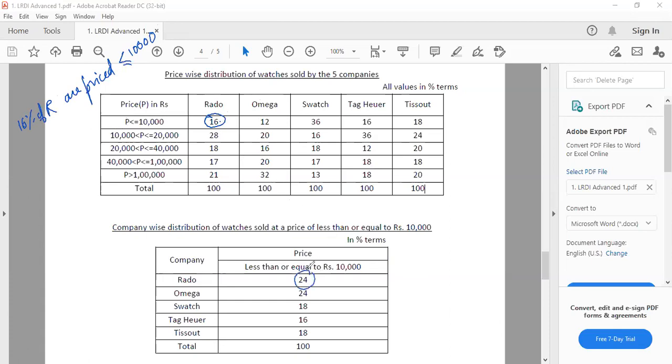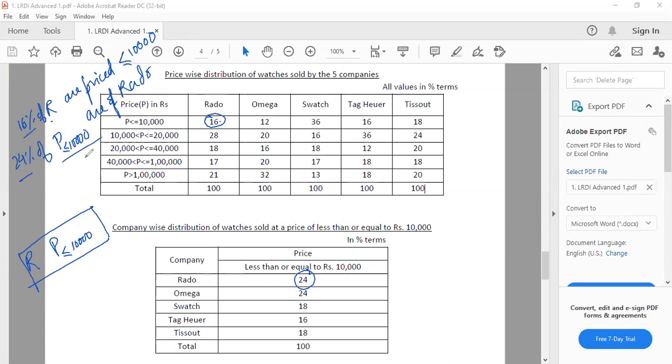And what is this number? 24% of watches priced less than or equal to 10,000 are of Rado, isn't it? See, we are talking of the same thing. We are talking of Rado, priced less than or equal to 10,000. So the same type of watch, a Rado watch priced less than or equal to 10,000, is representing 16% of Rado. It's also representing 24% of all watches less than or equal to 10,000.